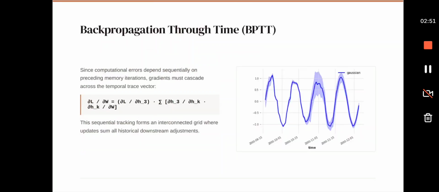Now, how does the network learn? Since our calculation at time step 3 depends on what happened at time step 2 and time step 1, our errors also cascade backward through time. Mathematically, to calculate the gradient of the loss with respect to our weights, we use the chain rule across all preceding states.